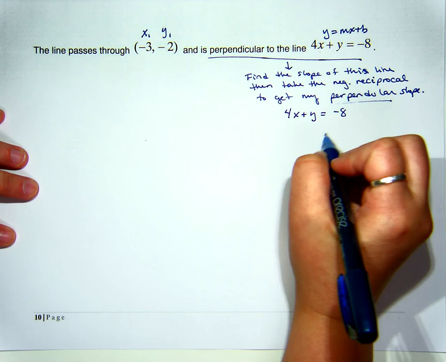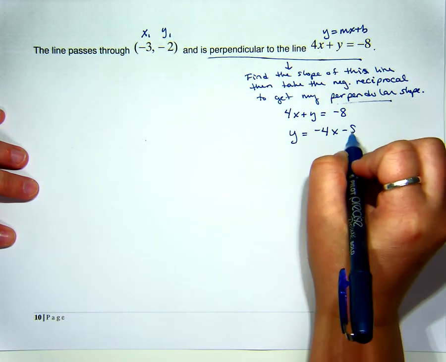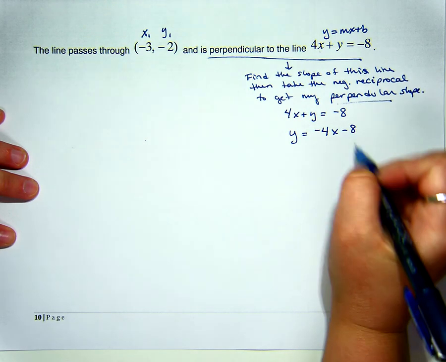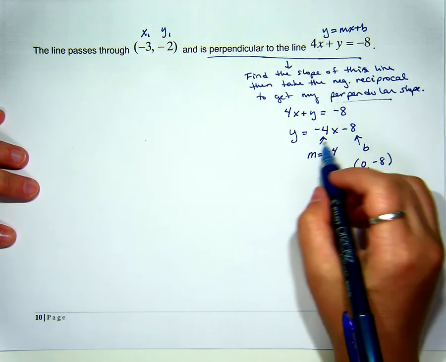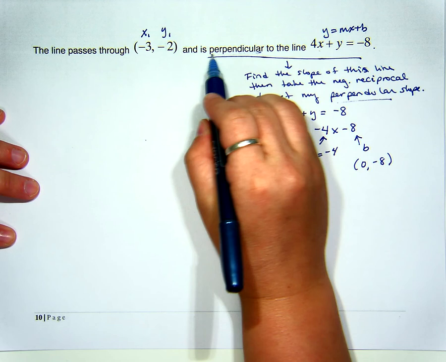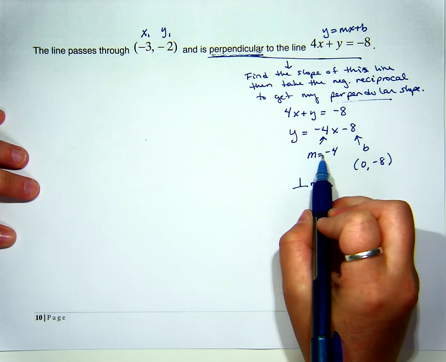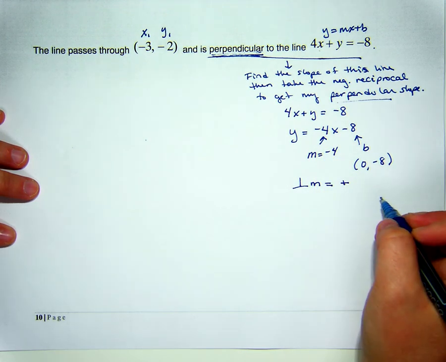So I want to solve for y. Well, now this is in mx plus b. The m here is negative 4. The b here is negative 8. Now, the slope of this line is negative 4, but I would like the perpendicular. So the perpendicular slope is the negative, which means opposite sign. Well, I have a negative up here, which means opposite sign of that would be a positive.